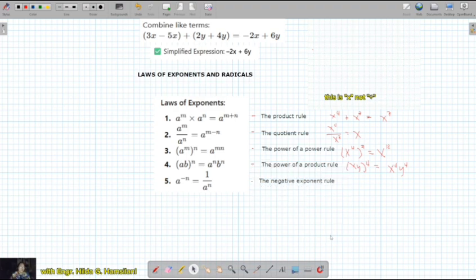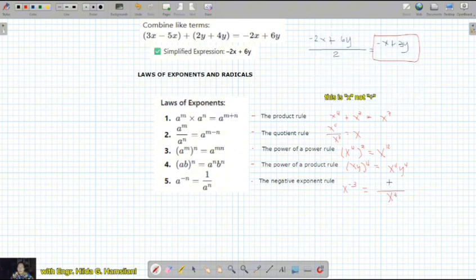In the negative exponent rule, a term raised to a negative exponent is equal to the reciprocal of that term raised to the positive exponent. So let's say, for example, x raised to negative 3, we will move the base from the numerator to the denominator and change the sign of the exponent, and then we have the numerator 1. So this is the negative exponent rule.